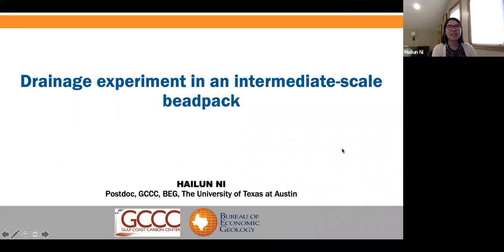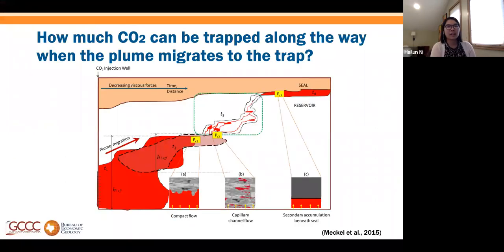Okay, so today I just want to briefly highlight this data set that we posted on the Digital Rock portal. The data set name is a drainage experiment in an intermediate scale beadpack. First, just some motivation for conducting this experiment and producing this data set.